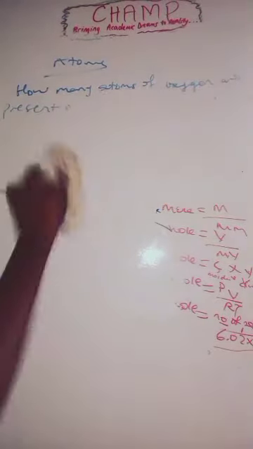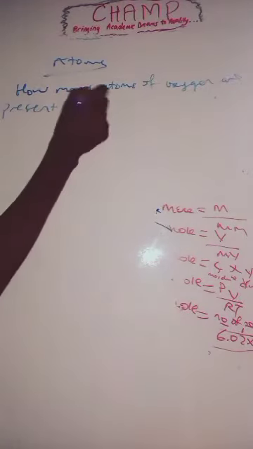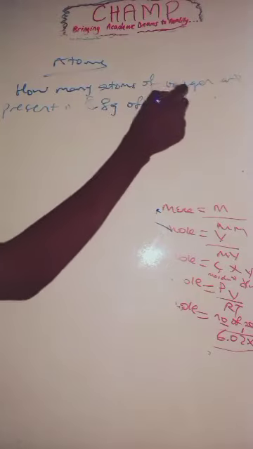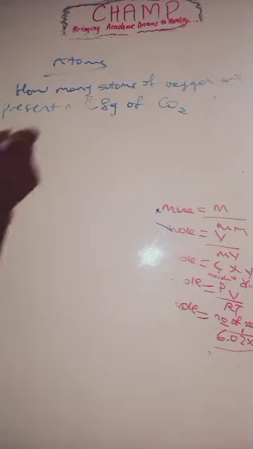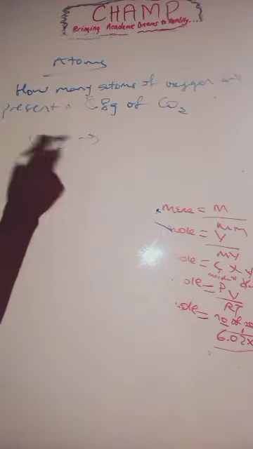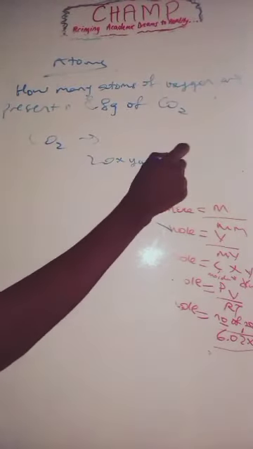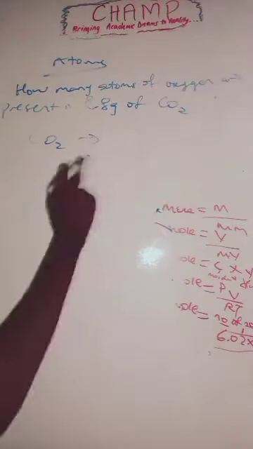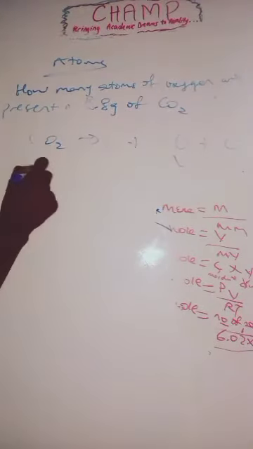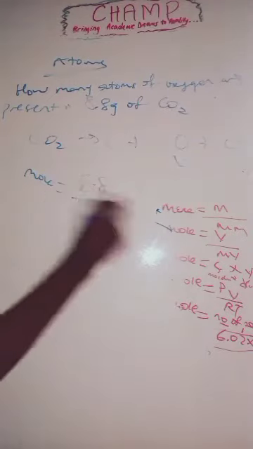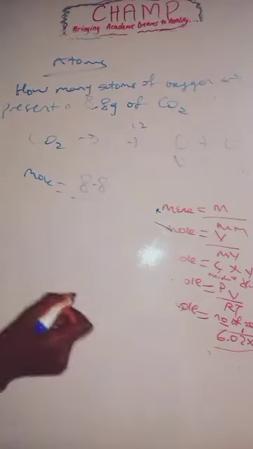How many atoms of oxygen are present in 8.8 gram of CO2, carbon dioxide? Yes, let's go. How many oxygen atoms are in CO2? We have two oxygen atoms. So let's get our molar mass. This is C plus O plus O. So we have two oxygen atoms. So our mole is equals to what? Mass over molar mass, 8.8 over. What's the molar mass for this? Carbon is 12, oxygen is 16 times 2, that's 32.